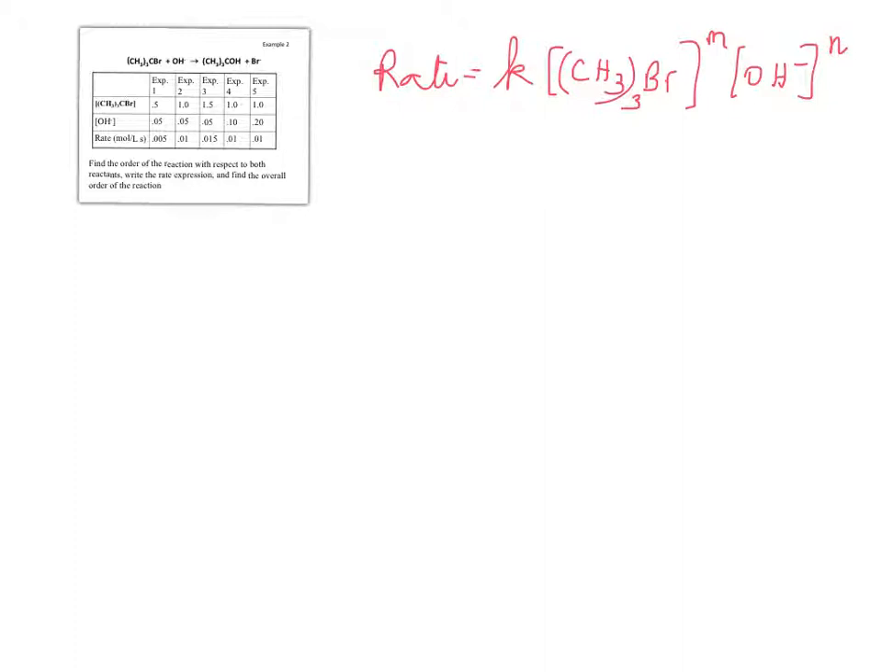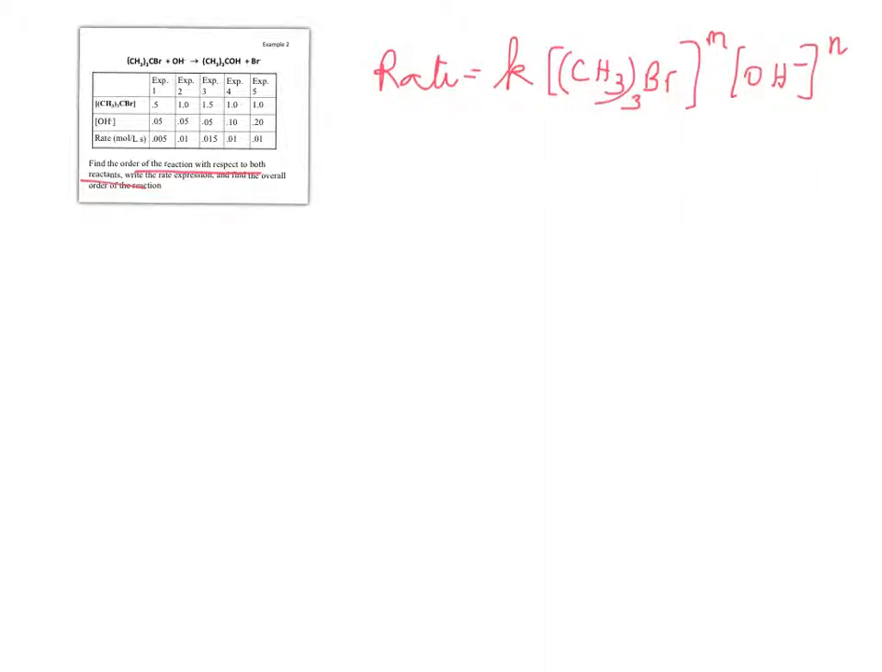Okay, I want to keep the values in front of me, so I showed you that the rate can be written as K times T-butyl bromide, raised to the power of M, times hydroxide raised to the power of N. And now we have to determine the values of M and N first, because we have to determine the order with respect to both the reactants. So again, you can pick any. I'm going to pick 1 and let's say 3.